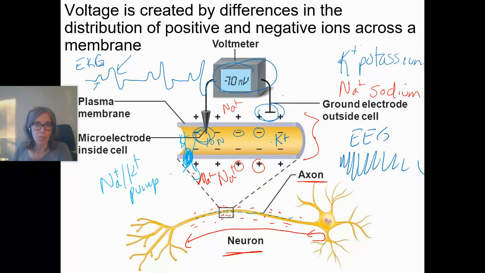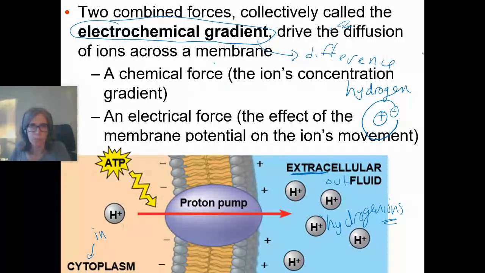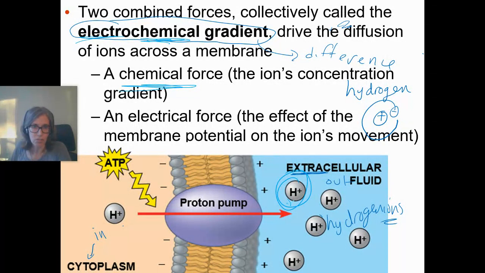And that sets up this voltage. It's a difference between the inside and the outside. And because you have some negative ions inside, and because the sodium tends to diffuse at a little bit different rate than the potassium, you end up having the inside mainly negative, and the outside generally positive. And so that gives you this voltage difference, this difference in electricity. So electrochemical gradient, that's when you have a chemical difference, so a chemical force, meaning this is the hydrogen atom that's lost an electron, right?